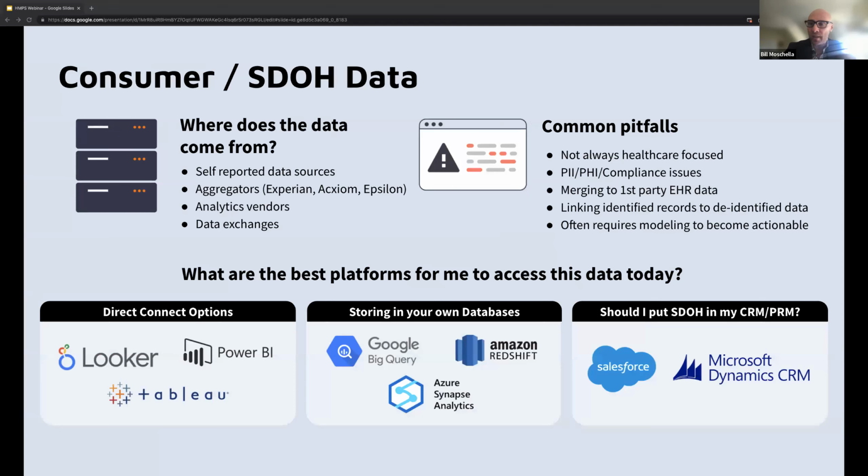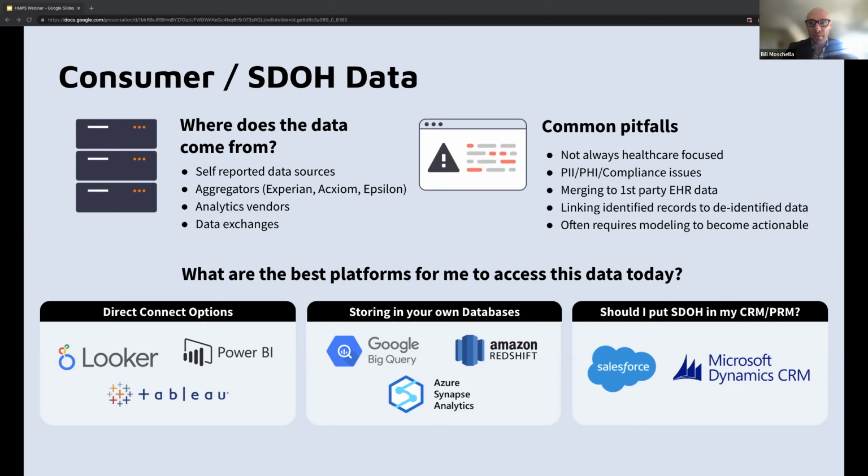So consumer data and social determinants of health, where does this data come from? There are a number of self-reported data sources out there. I wouldn't recommend that this is the place that you go, but there are now continually more data sources of self-reported information that are very accessible and cost-effective.